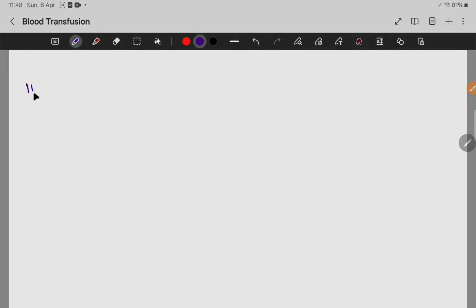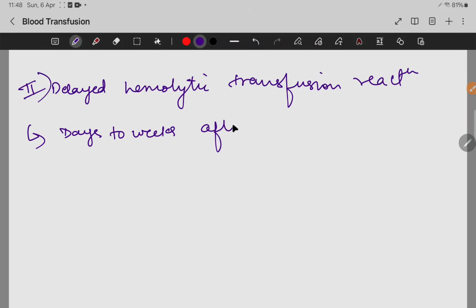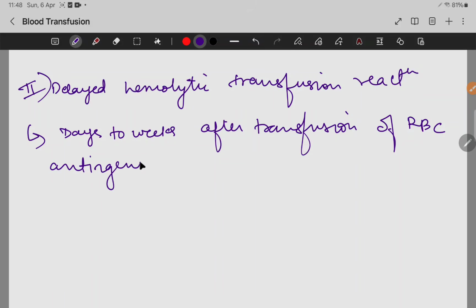Then the next type of reaction is delayed hemolytic transfusion reaction. So it develops days to weeks after the transfusion, due to RBC antigen other than ABO grouping.